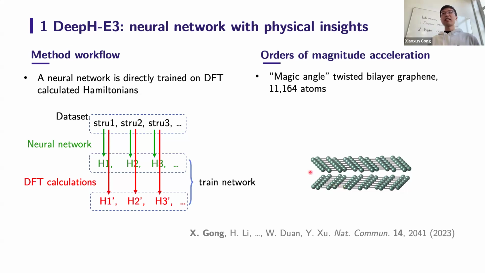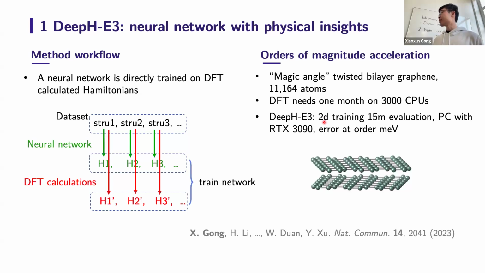Because this magic angle twisted bilayer graphene has a very large structure, it is very difficult to compute using conventional DFT methods. If we do brute force DFT, we will need more than 3,000 CPUs and do computation for 1 month. But with our DeepH-E3 method, we only need to train our model on a single graphics card in a personal computer. The training process only takes 2 days, and the predicted Hamiltonian only has an error on the order of meV compared to brute force DFT calculations.